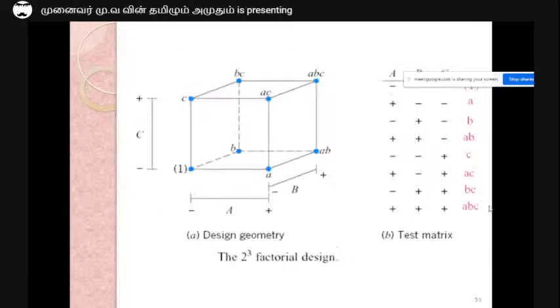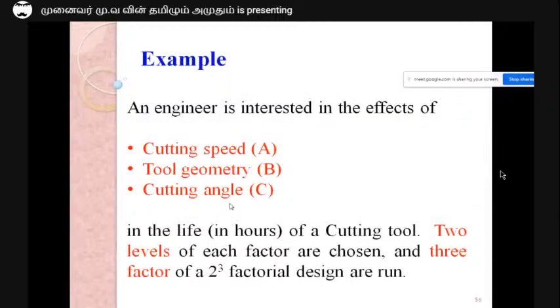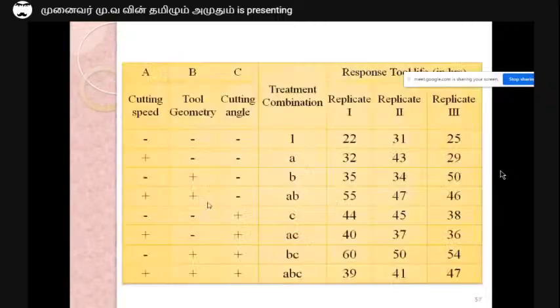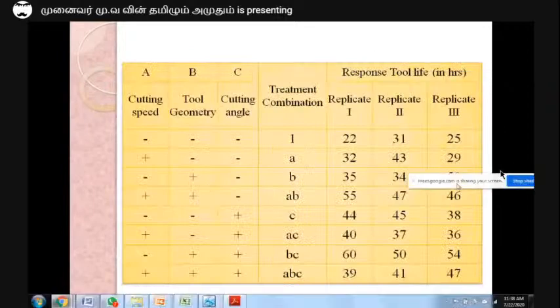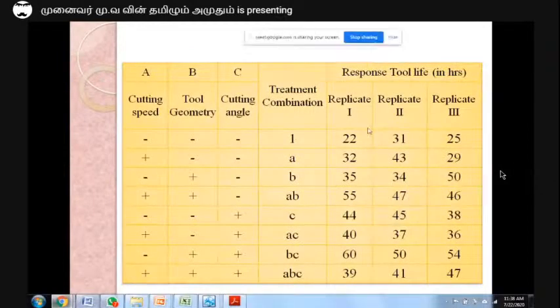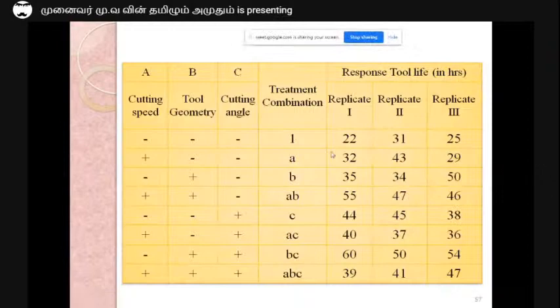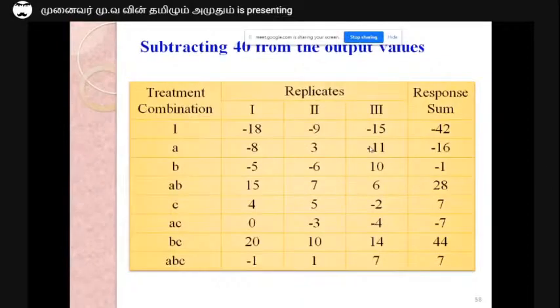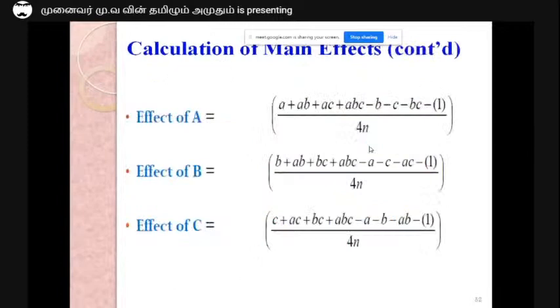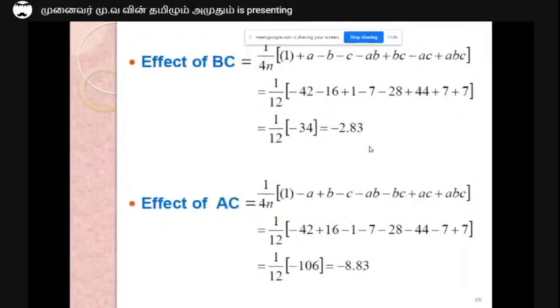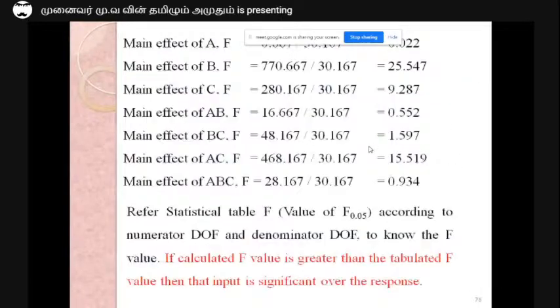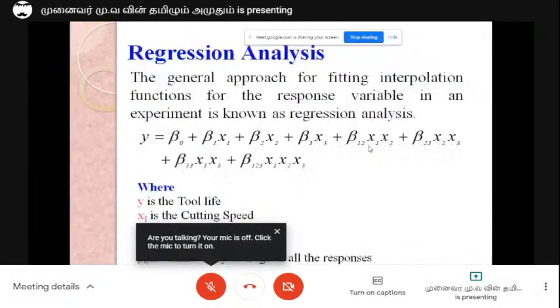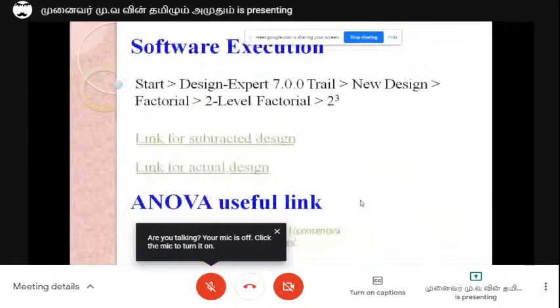This is the experiment which I have given in the PDF: cutting speed, tool geometry, cutting angle, and tool life, and how we can do a mathematical study. But these things you can get from the PDF, the manual calculation. Based on ANOVA, we can do the regression model. We can get the regression.